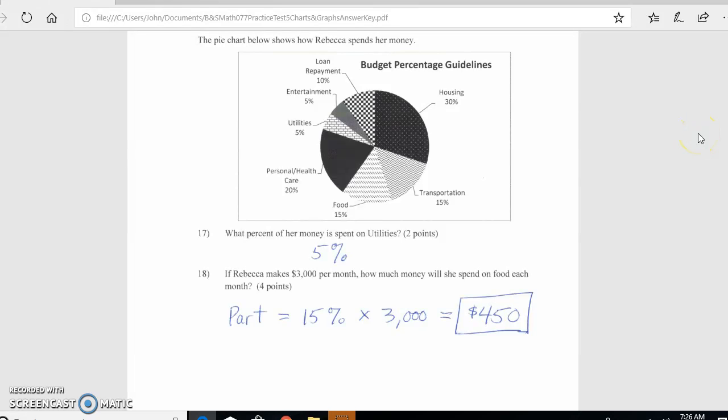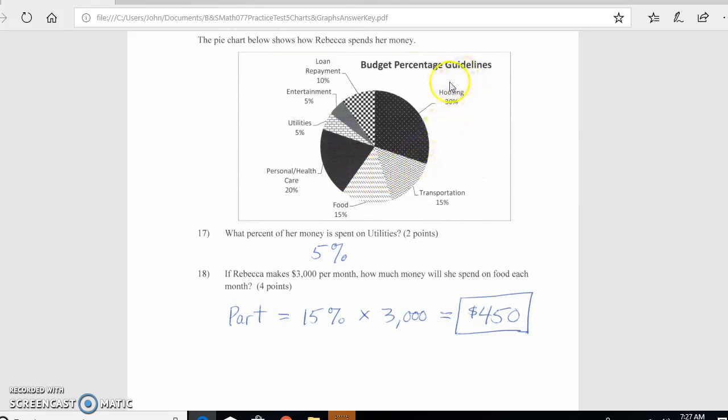This is the practice test for charts and graphs, and here we are looking at questions number 17 and 18. And we have a pie chart given to us. The pie chart below shows how Rebecca spends her money, and we have represented in the pie chart the different categories on which she spends her money, and we're given the percentages of each.